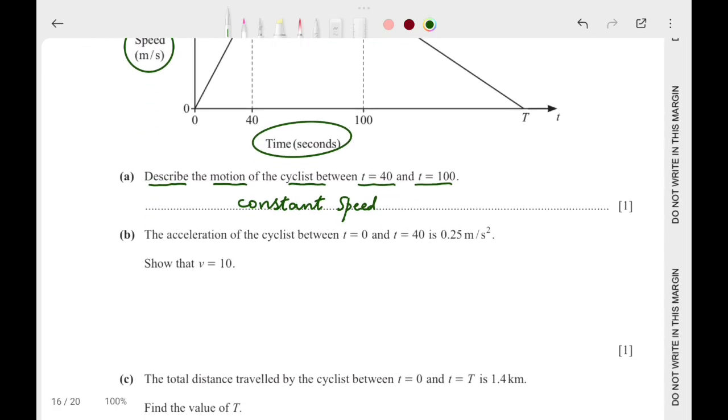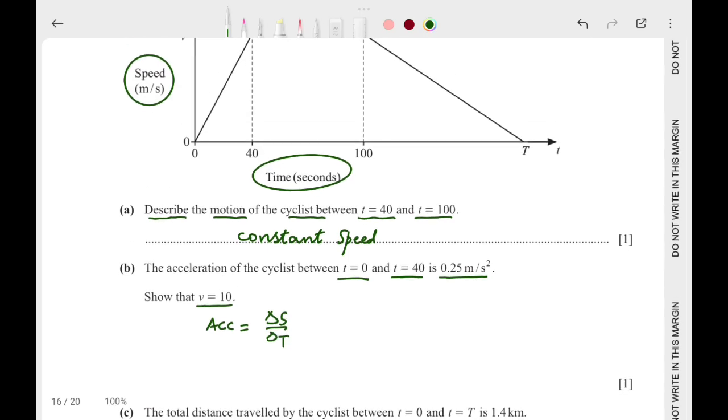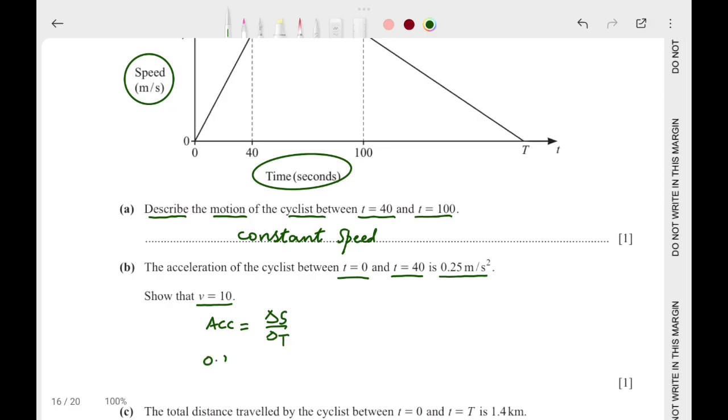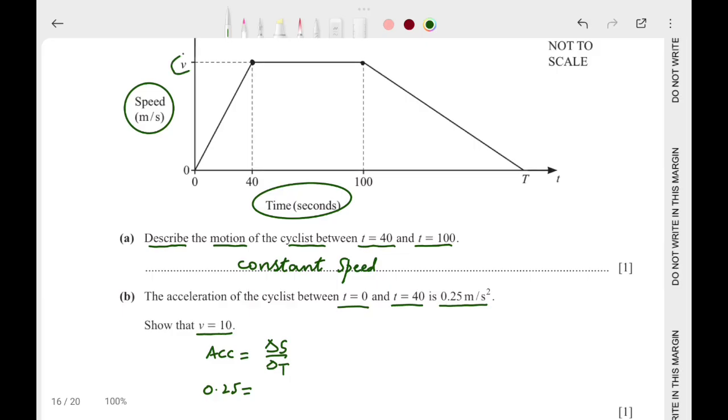Next part, the acceleration of a cyclist between T20 and T40 is 0.25 meter per second square, so that V is equal to 10. We know that acceleration is equal to change in speed over change in time. So here acceleration is given, that is 0.25, and change in speed is v2 minus 0, divided by 40 minus 0.